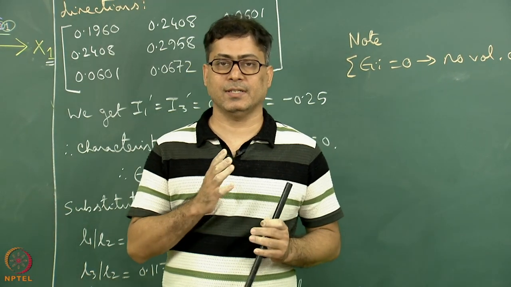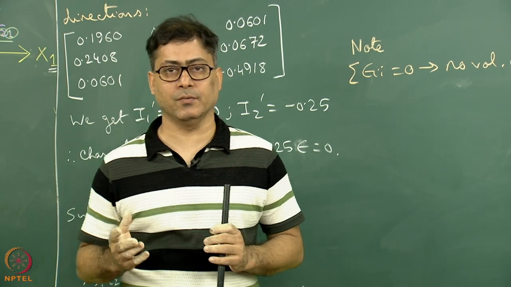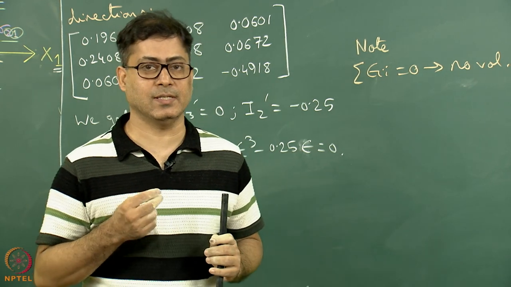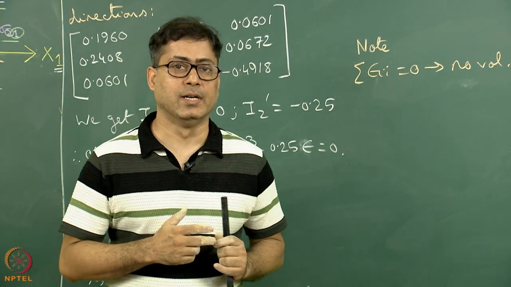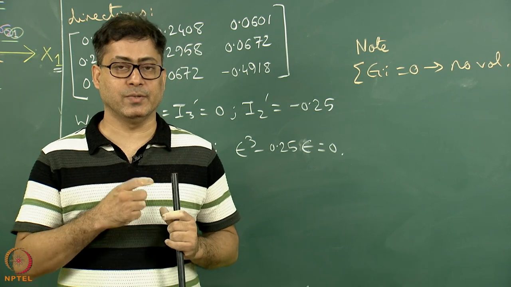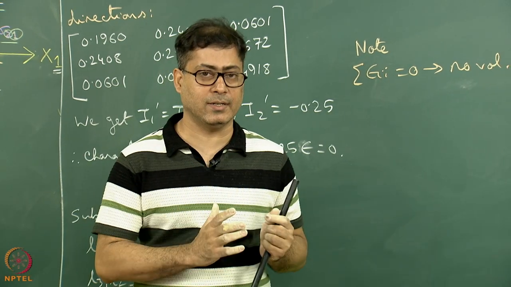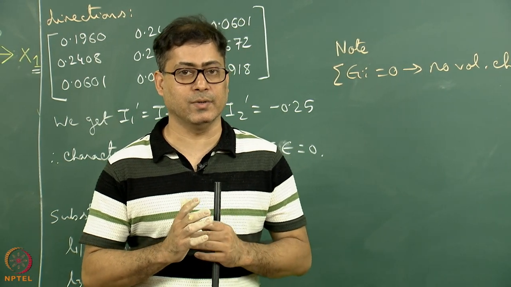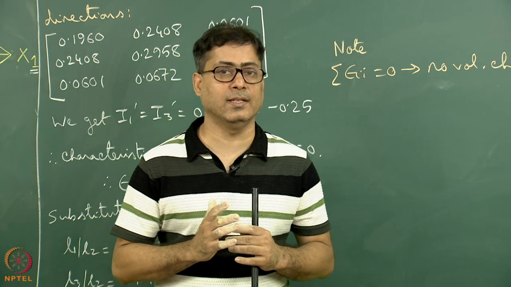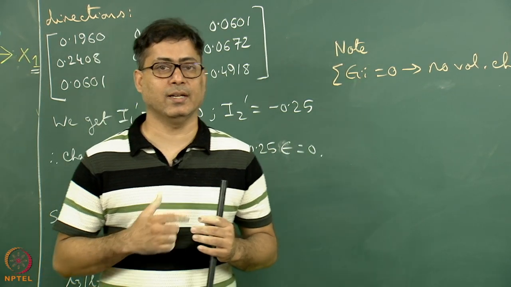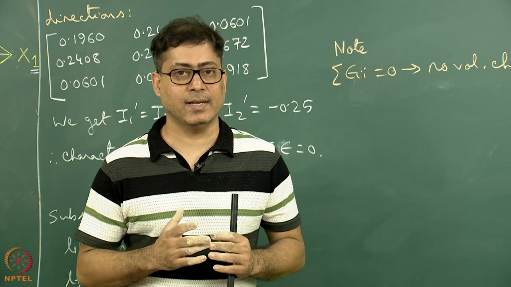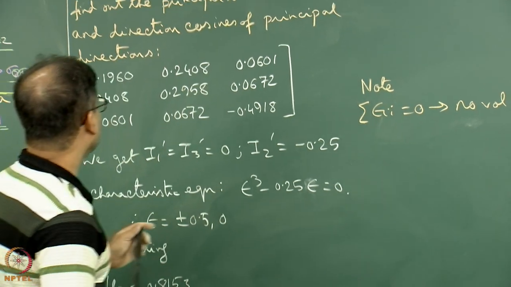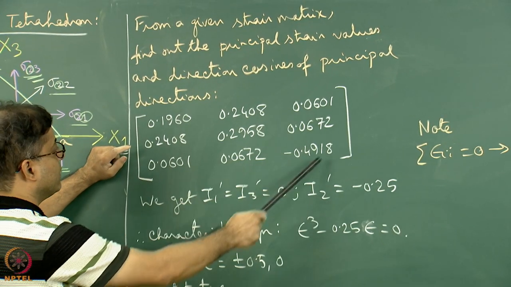We have seen from the stress matrix how to find the characteristic equation, find the I1, I2, I3 values, and then solve the principal stress magnitudes, and then finally go to the direction cosines of those principal directions. Starting from a strain matrix, we can find the principal strain magnitudes, the characteristic equation, the I1 dash, I2 dash, and I3 dash invariants. And finally, we can also find the direction cosines of the principal directions along which the principal strains are working. Let's consider this matrix as a strain matrix.